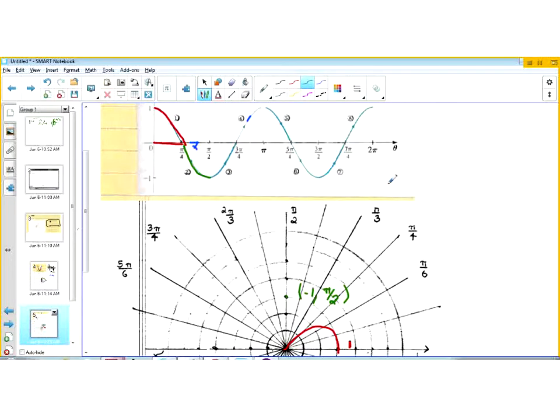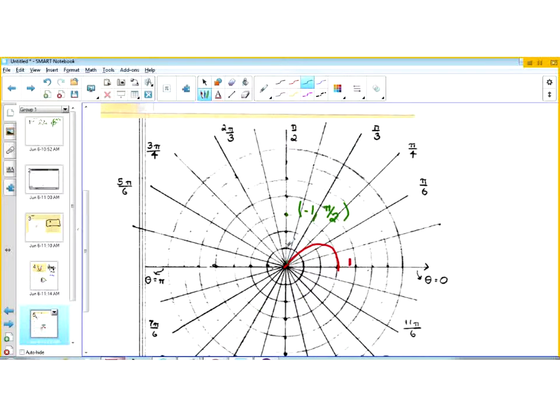Well, the strategy is, when you're doing polar plots, plot only positive values for r. Note that -1, pi halves is this point. When doing polar plots, you have to convert the negative radii to positive radii. That means we have to rotate 180 degrees, like so. And so -1, pi halves is equivalent to the point 1, 3 pi over 2.